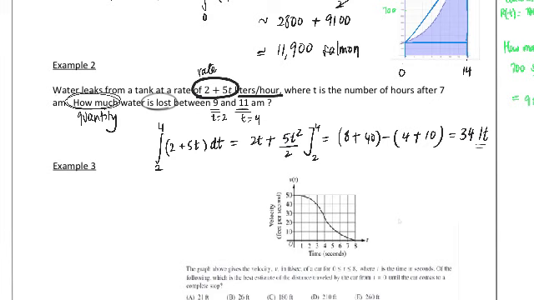In other words, water is leaking from the tank, right? So the change in the amount of water between 9 and 11 a.m. is 34 liters. There are 34 liters less water at 11 a.m. than there were at 9 a.m. in the tank. That's another way to say that, okay?